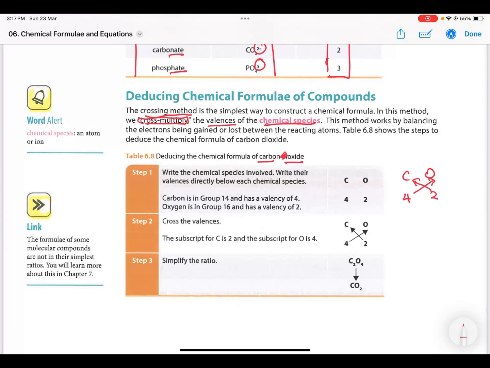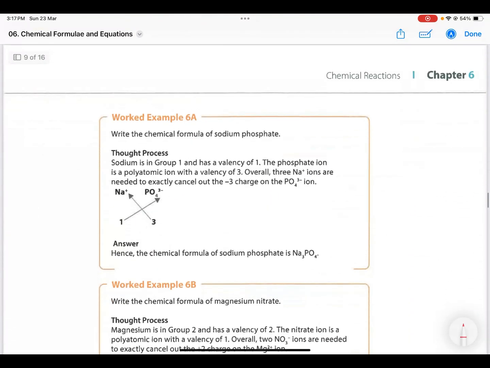All you do is just cross over to the bottom right corner of each element. So you cross the valency of carbon over to the bottom right of oxygen over here. The valency of oxygen, cross over to the bottom right of the carbon over here. So once you cross, it will be C2O4. Once you have reached this stage, the final step is always to simplify. So once you simplify, 2 is to 4, the ratio will be 1 is to 2. So it will become CO2. Typically we won't write the 1 over there. We won't write C1O2, we'll just write CO2. So that's one of them.